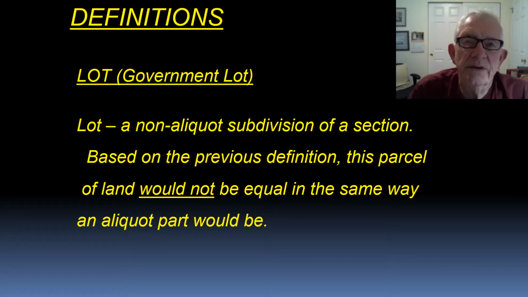Now the next definition I'd like to talk to you about is lots, or government lots. A lot is a non-aliquot subdivision of section based on the previous definition. This parcel of land would not be equal the same way an aliquot part would be. So we can use lots to call out parcels of land that are not aliquot. And again, I have pictures. We're going to see more about this as we go on.